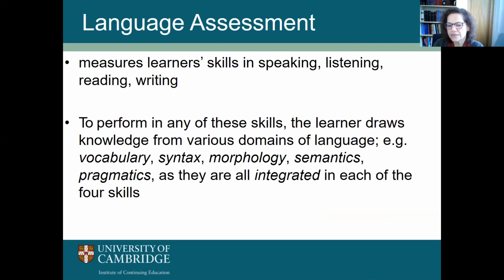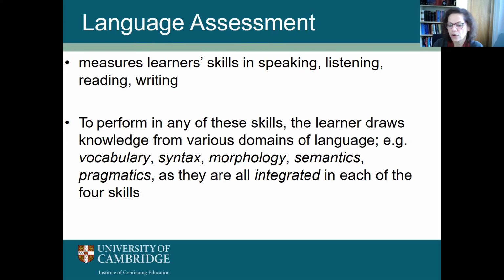So language assessment measures learner skills in speaking, listening, reading, and writing, as we, I think, probably all know. So these are the 4 modalities, the 4 types of skills that are measured. But in order for the learner to perform well or at the level that they can in any of these skills, they need to draw on knowledge which comes from various domains of language.